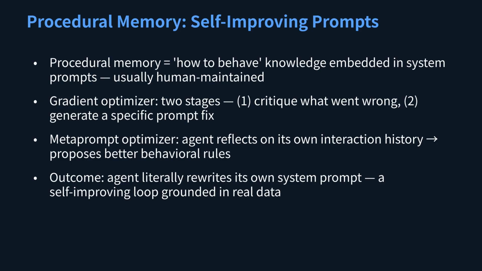The gradient optimizer breaks improvement into 2 explicit stages. First, critique what went wrong, then generate a specific fix. The meta prompt optimizer gives the agent extra thinking time to reflect on its own interaction history and propose better behavioral rules. Over time, the agent literally rewrites its own system prompt, a self-improving loop grounded in real interaction data.